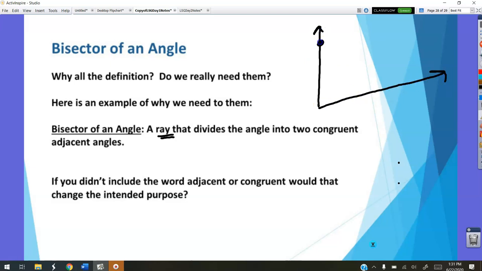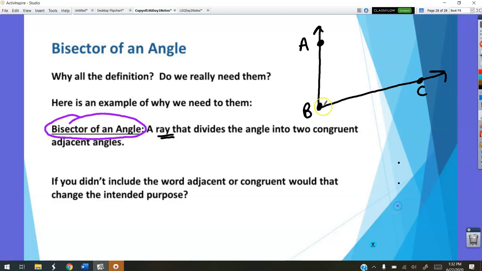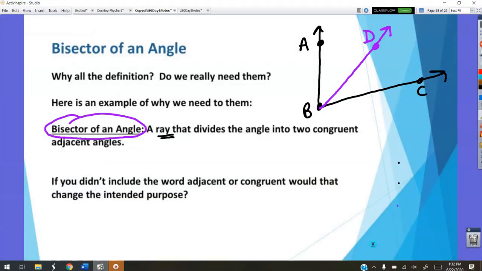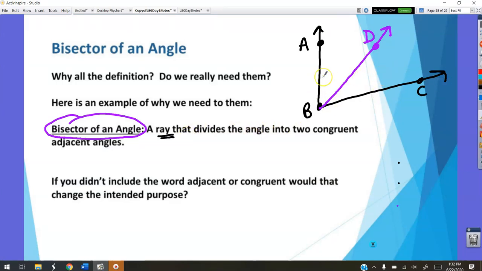Let's say that I gave you my big angle, A, B, C, and I want to bisect the angle. I would have to have a ray. My ray needs one more point, so I'll call this D. It would have to have a ray such that this ray divides the big angle into two equal parts.